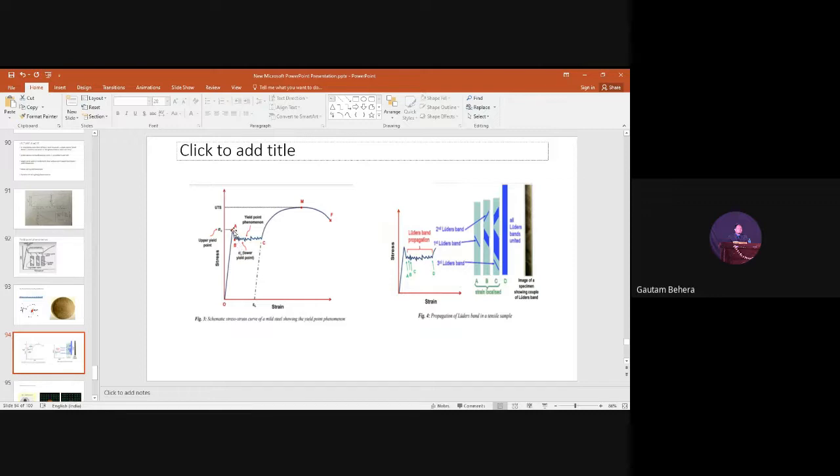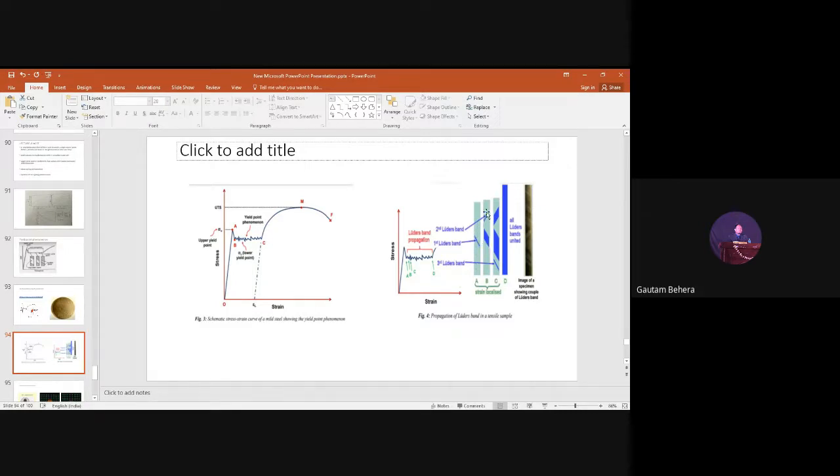You can see this is the upper yield point. This is heterogeneous deformation happening, the yield point phenomenon. You can see upper yield point, small upper lower, small upper lower, this kind of thing. And you can see here, initially this is your material, which is given a tensile load. You can see a band is forming. This first Lüders band is forming. It will start propagating in this direction and in this direction.